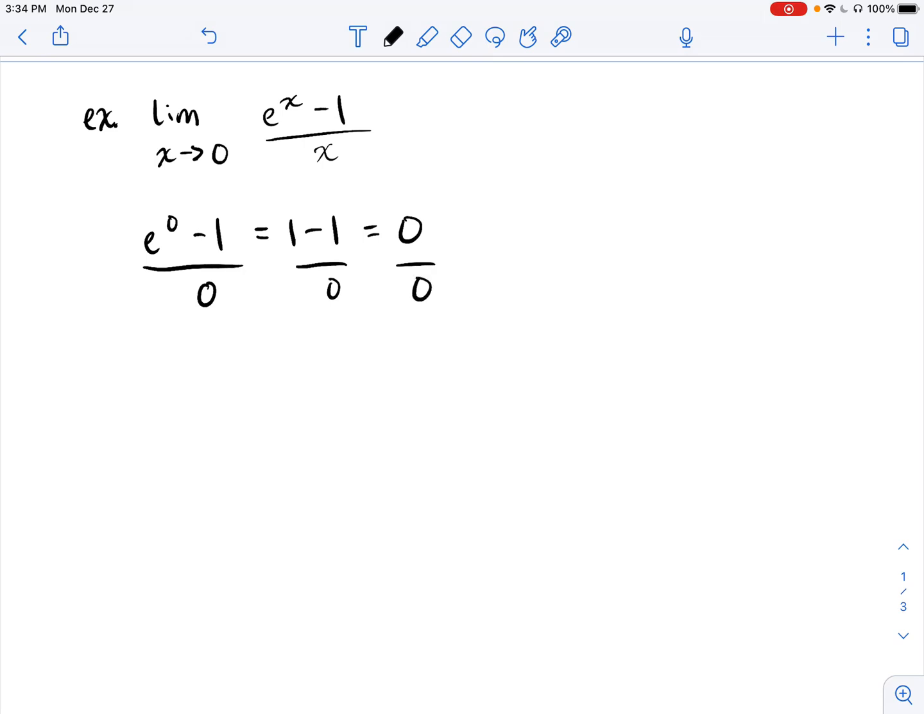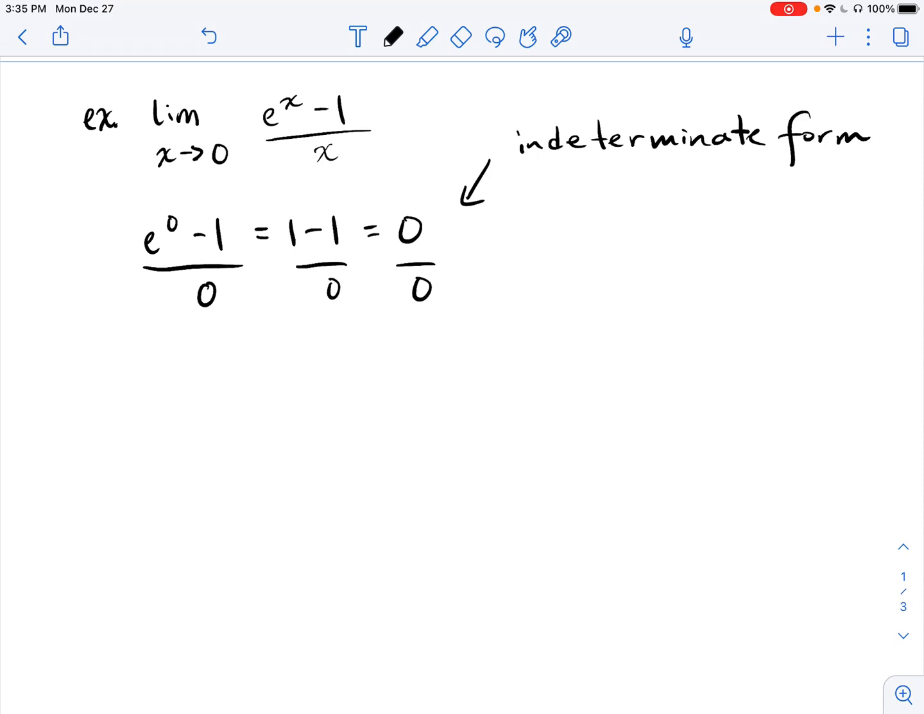Now, this is what we call indeterminate form. We talked about this when we first started this course. Indeterminate form does not mean that this limit doesn't exist. It does not mean that the limit is undefined. It simply means that the limit of this function cannot be determined in this form, hence the name indeterminate form.